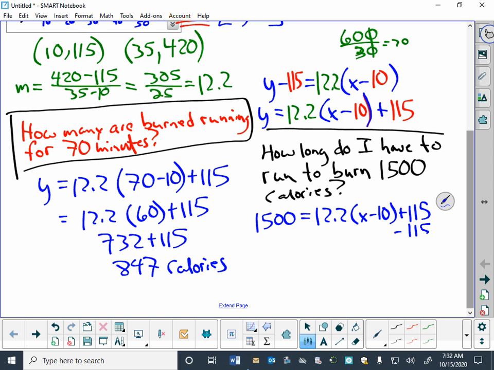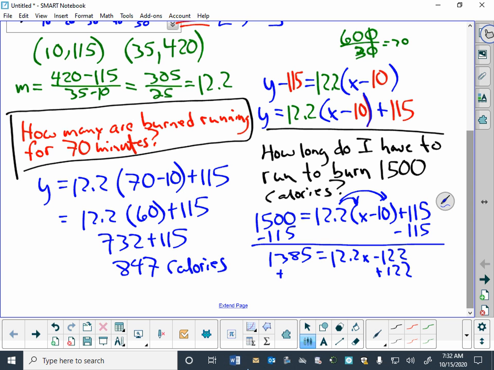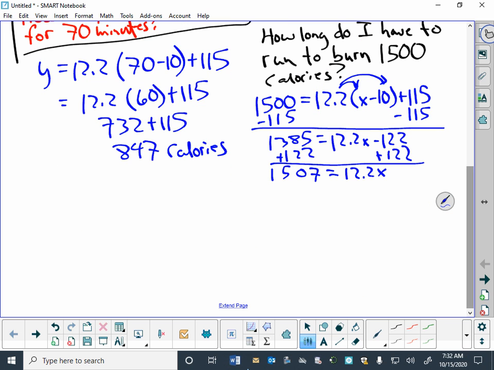So I could start by subtracting 115 from both sides. And I would get 1,385. I'll do distributive property over here. Multiply that 12.2 through, so that gives me 12.2x minus 122. So I now add the 122 on both sides. If I do that, then now I'm at 1507 equals 12.2x. And if I then just divide both sides by 12.2, I will get x equals, and we can get my calculator out again, 1507 divided by 12.2, and I get 123.5.